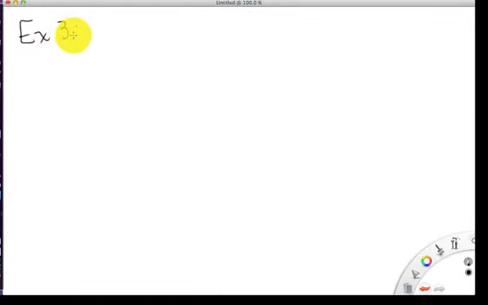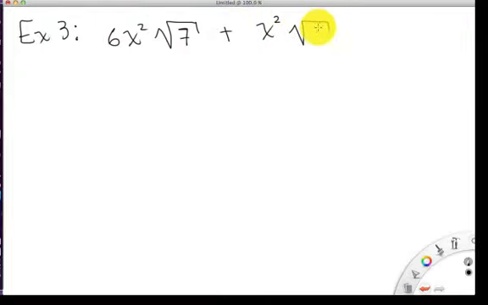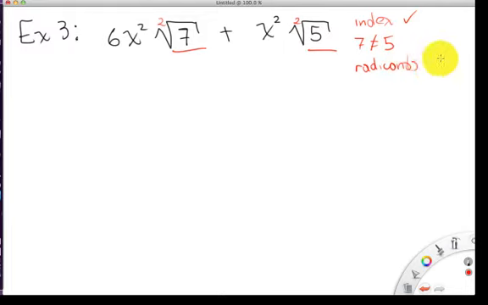Okay guys, so I'm going to go ahead and give you an example. Let's see what happens if I give you something like 6x squared square root of 7 plus x squared square root of 5. Now, we're going to follow the process, and we have an index of 2 on both of them, so the index matches perfectly. But now we're going to take a look at the radicands. And you probably already figured out that 7 and 5 are not equal, so the radicands do not match.